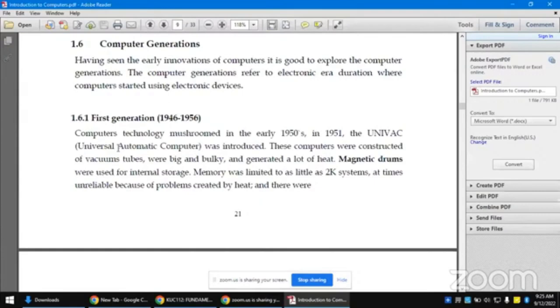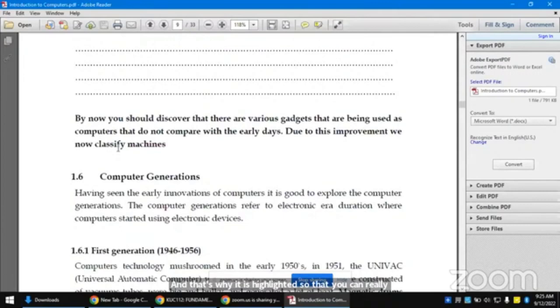So punched cards were used to input information. The other thing you have to look at is what was used to input information in this particular generation? Punched cards. That's why it is highlighted, so that you can really know that the input device here was the punched cards. The operating system had very little capability. It had an operating system, but very little capabilities.